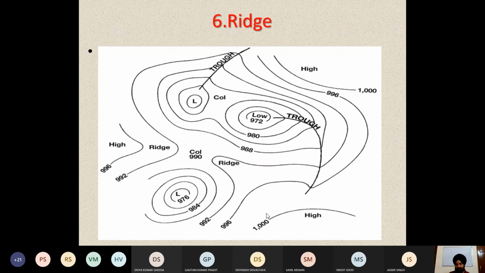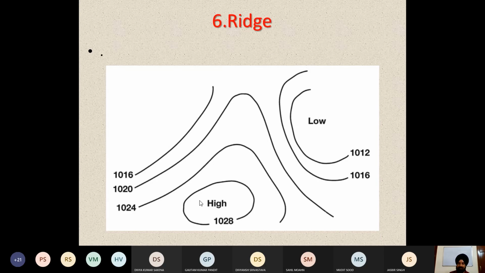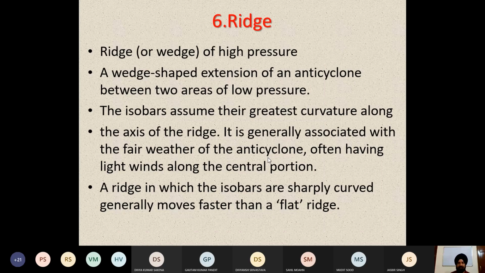Pressure is slowly 996, 992, and it is going over this. This is called the ridge. High pressure jetting into low pressure areas is known as the ridge. So ridge, or a wedge of high pressure, is a wedge-shaped extension of an anticyclone between two areas of low pressure. Isobars have greatest curvature along the axis of the ridge, generally associated with fair weather of the anticyclone, often having light winds. So ridge means the high pressure area jetting into low pressure area, and if it is coming in your passage, you can expect good weather.